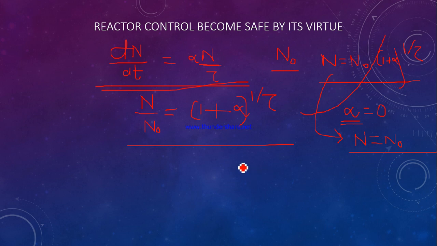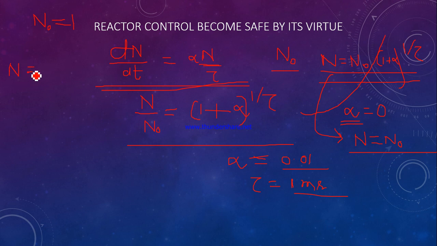Now take a typical value of alpha. Say alpha is normally 0.01, and the lifetime of a neutron is around 1 millisecond. Now if you put these values in this equation, what will come? Say your initial neutron n0 is 1. You assume the initial neutron is 1, which is used to bombard a fissile nucleus, and in that reaction alpha is 0.01 and the average lifetime of that neutron is 1 millisecond.